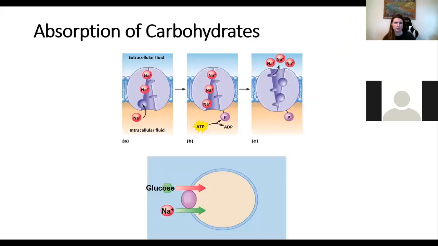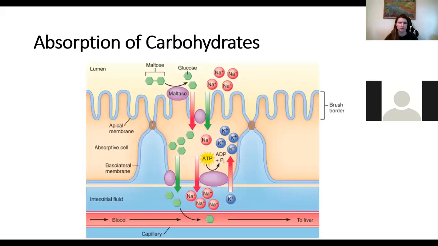So in order to actually absorb a carbohydrate, we're going to use enzymes on the cell walls that are going to finalize the breaking down of our carbohydrates. And we also have transporters that transport them in with sodium. So here we can see maltase breaking down maltose into glucose, and then glucose getting transported in with sodium.